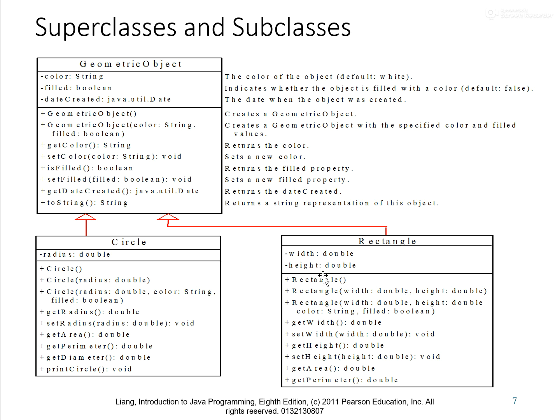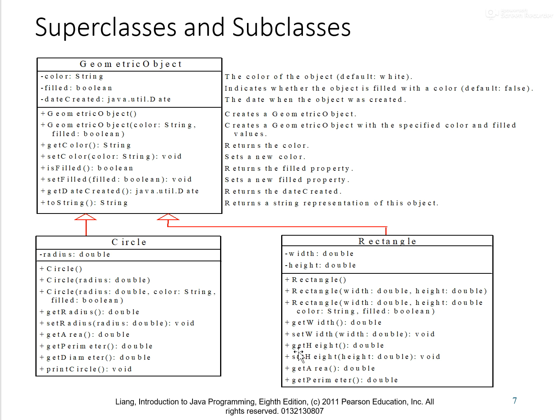So for the rectangle class, we'll also have three different constructors: a no-arg constructor, one that takes width and height, and another one that takes width, height, color, and filled or not filled status. We have accessor methods: get width, get height, set height. We have a get area method. Obviously, the area is computed differently for a rectangle than it is for a circle.